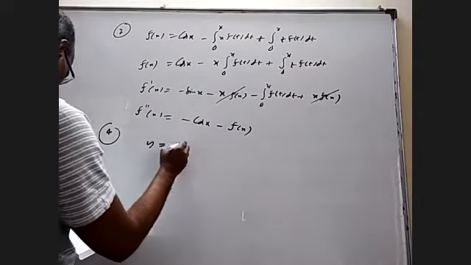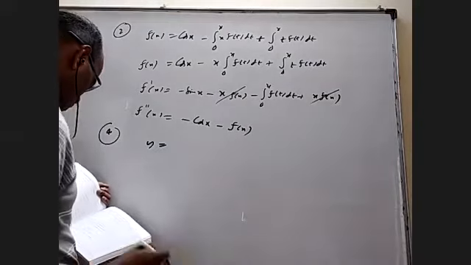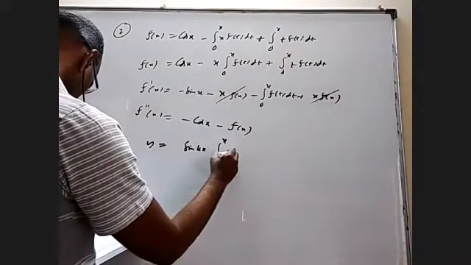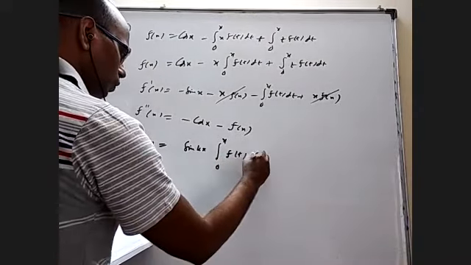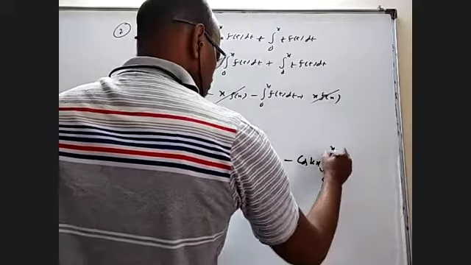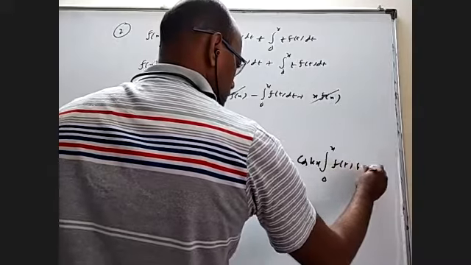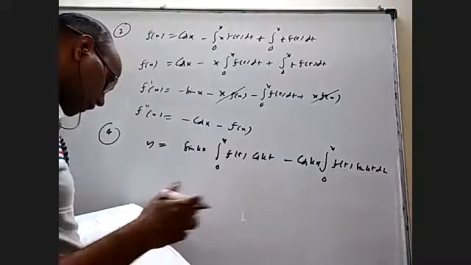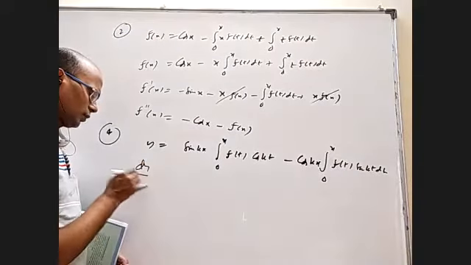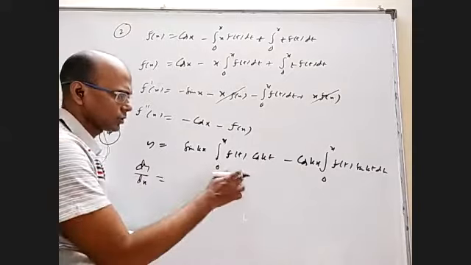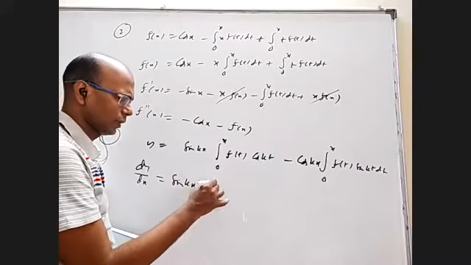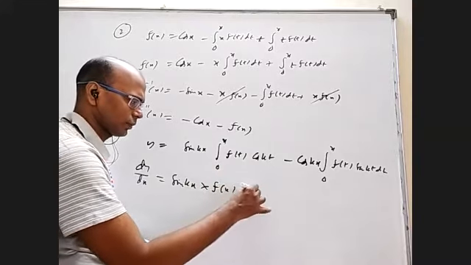Y is equal to, after opening it, sin kx and all, I'm going to take sin kx outside: the integral from 0 to x of f of t cos kt, minus cos kx common, the integral from 0 to x of f of t sin kt dt. Sin a minus b formula: sin a cos b minus cos a sin b. Okay, now dy by dx, this into this, this into this. So sin kx into derivative of this is f of x cos kx.